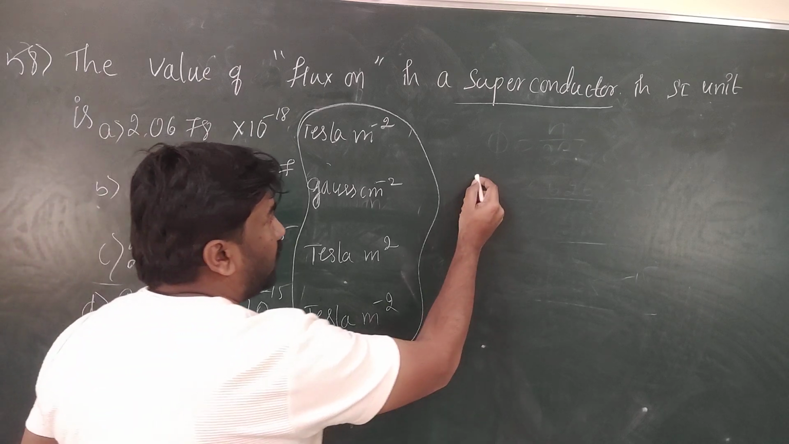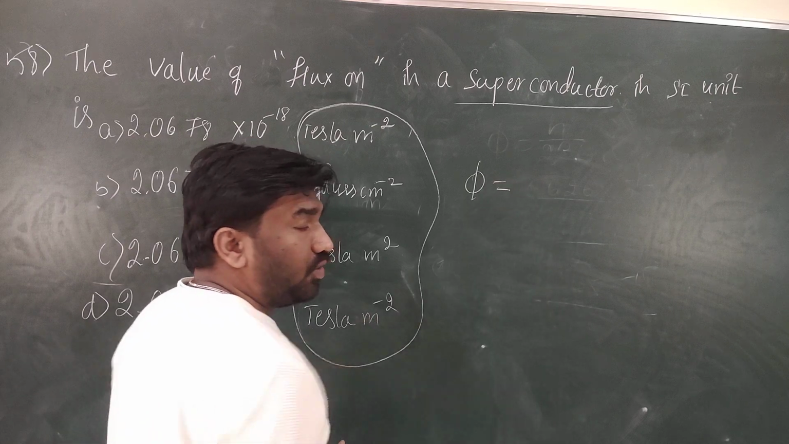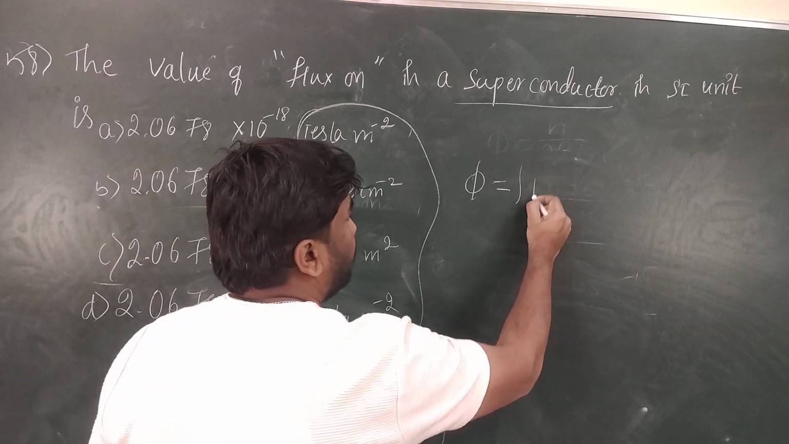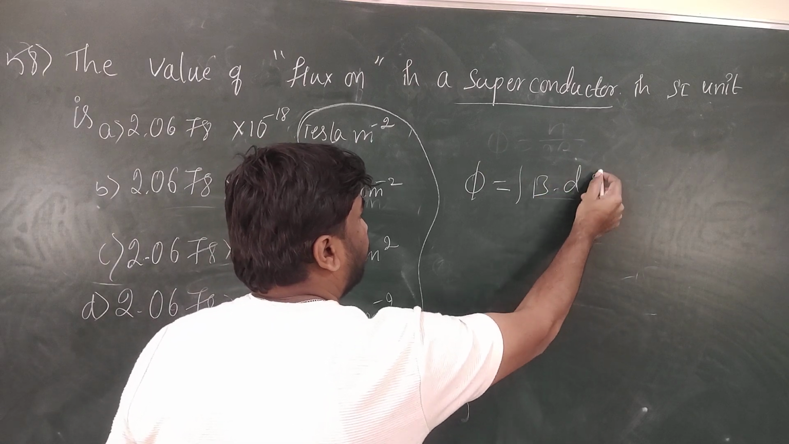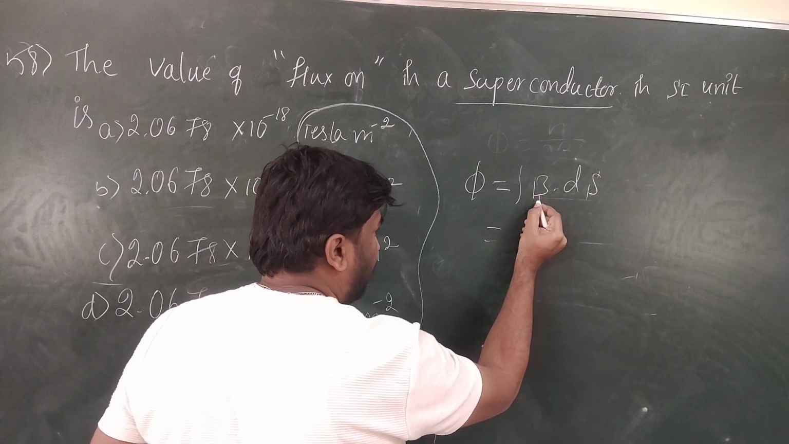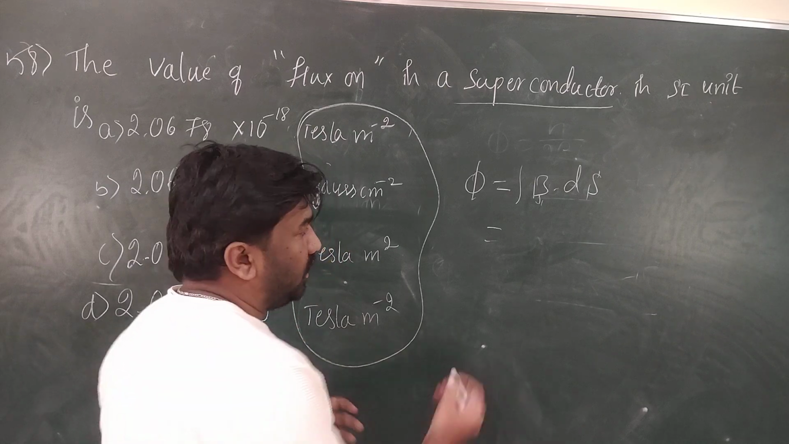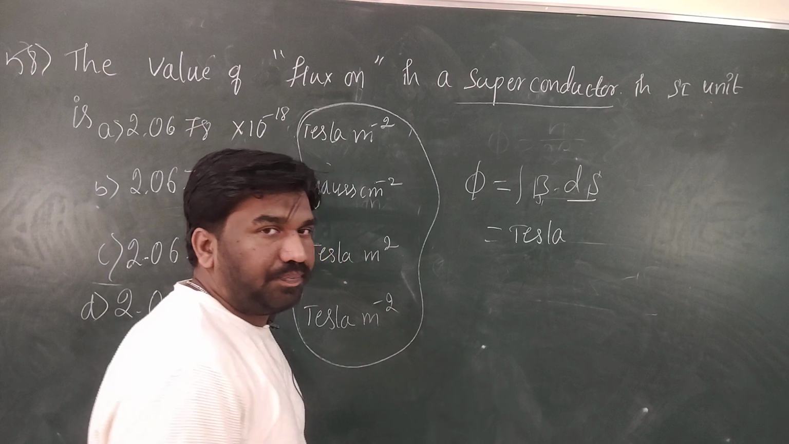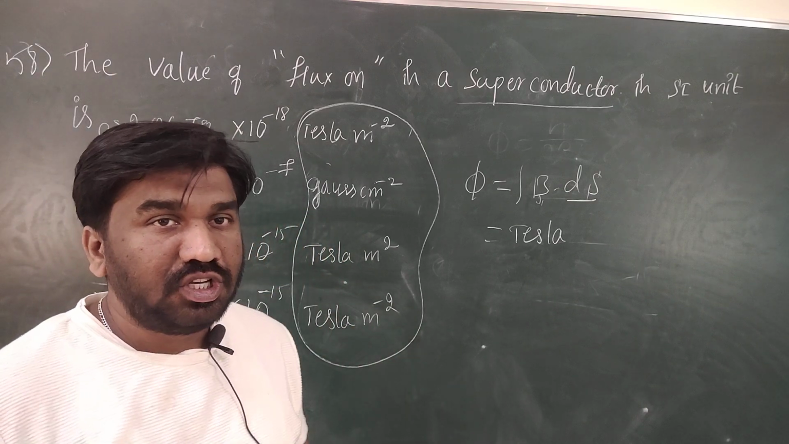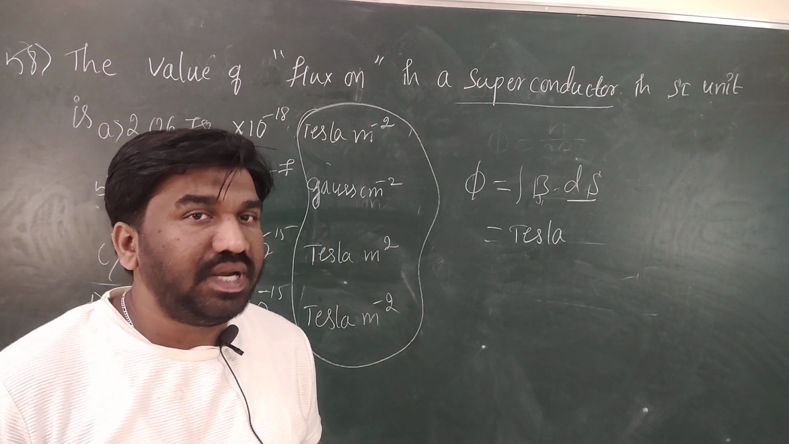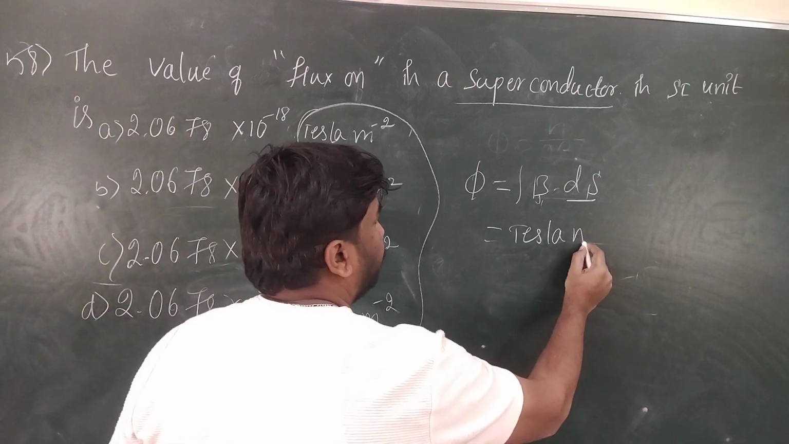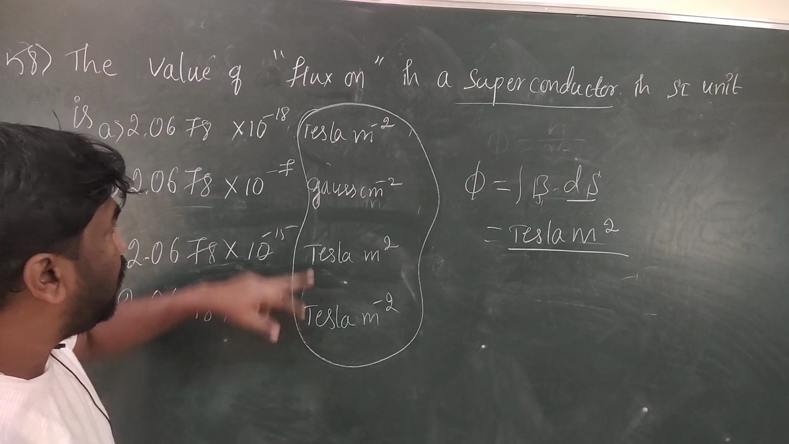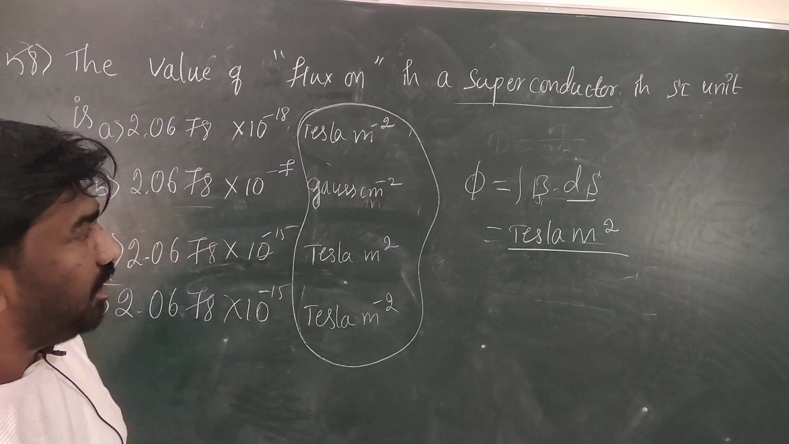Okay. So we know that flux. I am going to write flux in terms of magnetic field. So flux is equal to integration of B ds. What is the SI unit of magnetic field? Tesla. And what is ds? ds is area element. What is the SI unit of area element? Meter square. So Tesla meter square is the SI unit. In the given options, is there Tesla meter square?